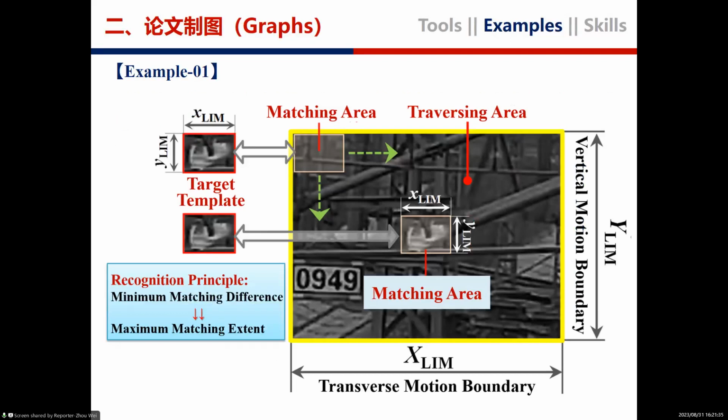The second graph shows how the catenary positioning target is identified. In this diagram, we must point out which one is the target template, what is the dimension of the template and the traversing area, and how is the traversing performed along 2 directions, and what is the principle to tell whether the target is successfully recognized. So all those details can be achieved in PowerPoint if you can use shapes and arrows together with labels and descriptions properly in PowerPoint.